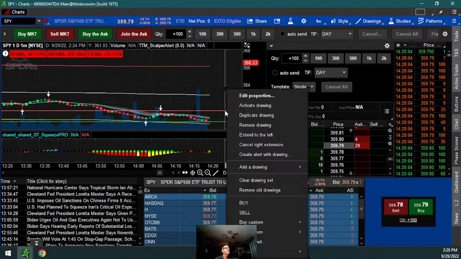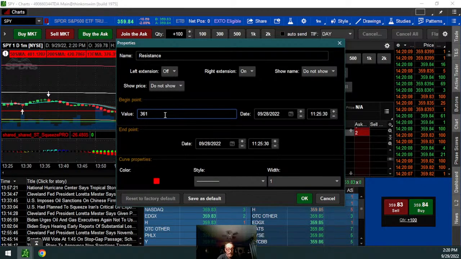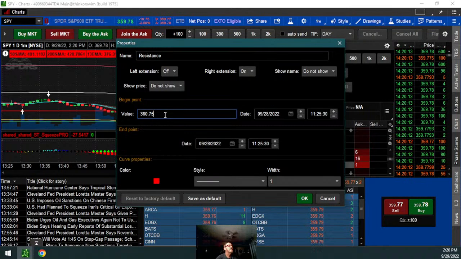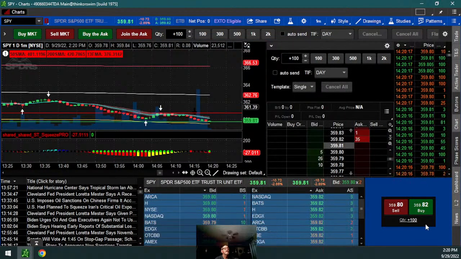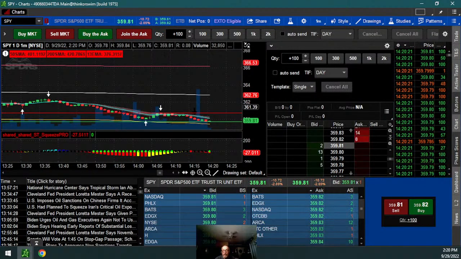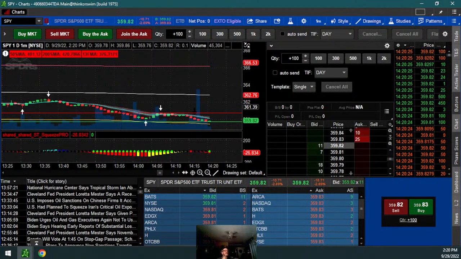I'll take that off. We got 361, so let's say 360. 75. Keep it around $1. I wish it would go down automatically. 82. 79. This is where I got out. 338. Okay. Ooh.